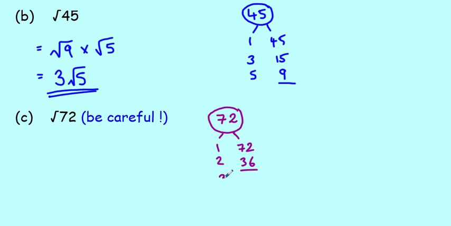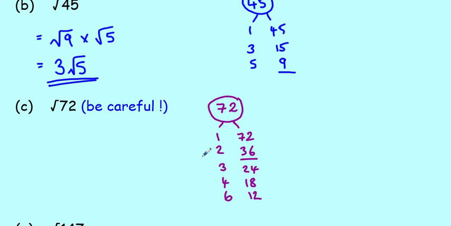If you were to keep listing some other options, we could divide it by 3. So 3 times 24 would not be helpful because 24 is not a square number. And then you could also try dividing it by 4. So 4 times 18, yeah. And then try dividing it by 5, 6, yep, 6 times 12. And then keep going. You have 8 and 9. And then that's it. Then it would be 9 and 8.